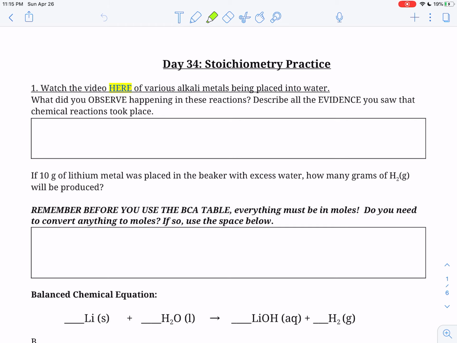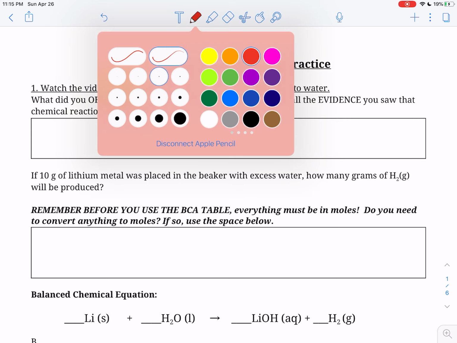Okay, so here's day 34. I'm going to go through these examples for you. So make sure that you are watching the video, okay, and then putting some observations in. All right, I'm not going to do that part for you.